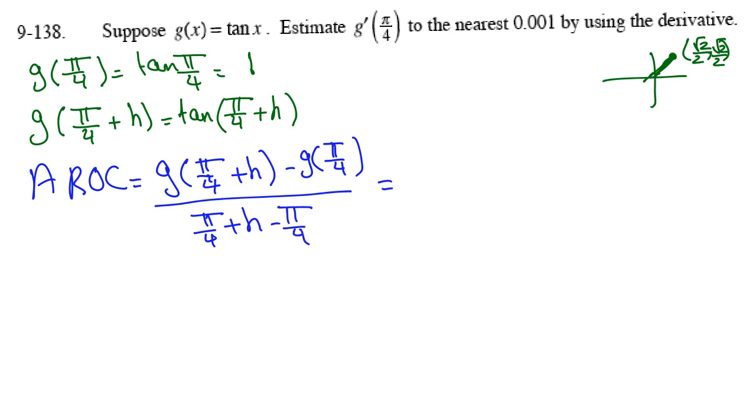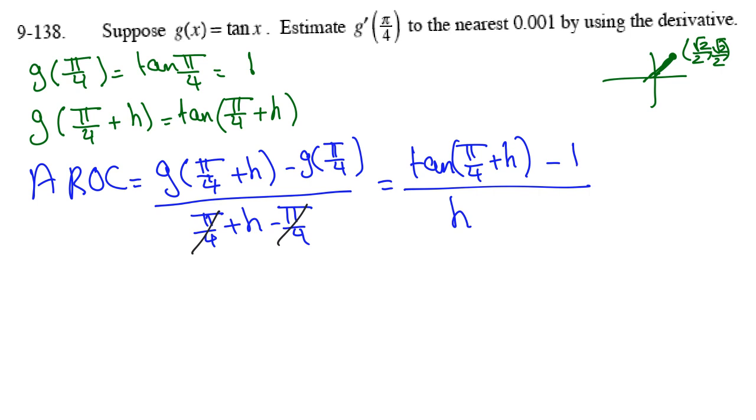Simplifying further, g of pi over 4 plus h is equal to just tangent of pi over 4 plus h, minus g of pi over 4, which is 1. We get that from the denominator. Those cancel out again, leaving us with just an h. Now I know that if I put a 0 in this equation to find my IROC, I will end up dividing by 0, which is unacceptable. So your only option is to simplify. Eventually, I cannot simplify this one.